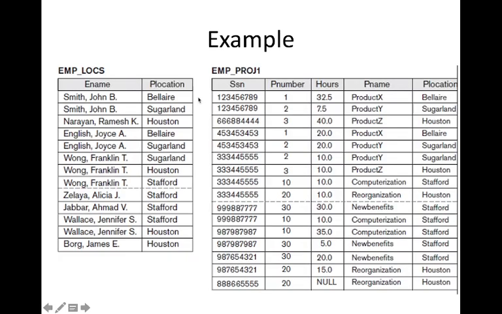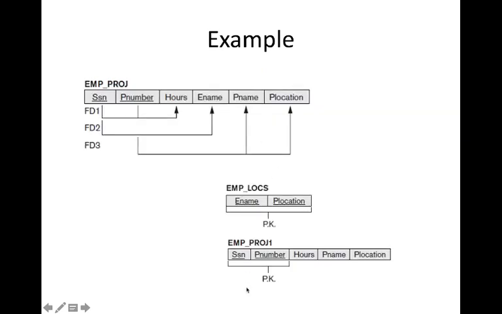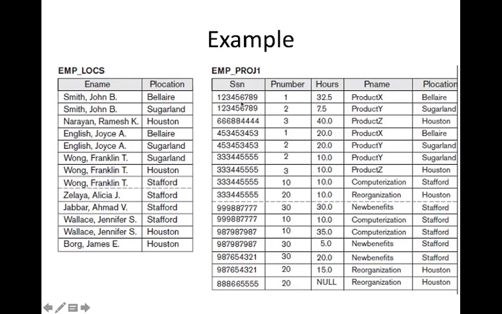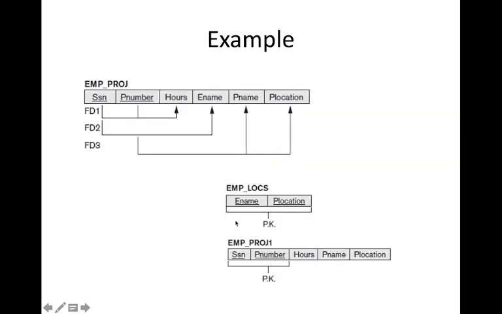And if we store the data, the state of these M locations and M project 1 will be like this: M locations. Smith John is working on two different projects. That is why one project is located in Bellaire and the second is located in Sugarland. Similarly for other persons, Wong, Franklin: one is at Sugarland and the other one is in Houston. And another project is located in Stafford. So this is M locations, with different employees and different project locations. And we have another table, M project 1. Here we have the SSN value, P number, hours, P name and P location. So we have split into two tables.